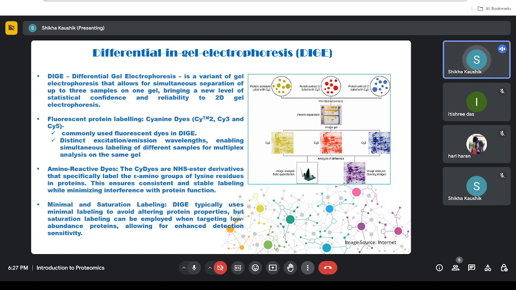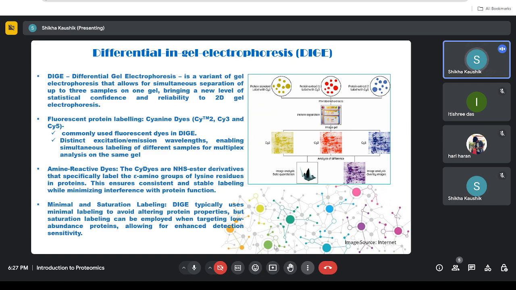And when I talk about saturation labeling, that can be employed when targeting low abundant proteins, allowing for enhanced detection sensitivity. Here you can actually remove the saturated portion, and you will have the low abundant protein detected. Because if one of the proteins is highly abundant, or highly rich in lysine residue, its detection becomes saturated at a particular time point.